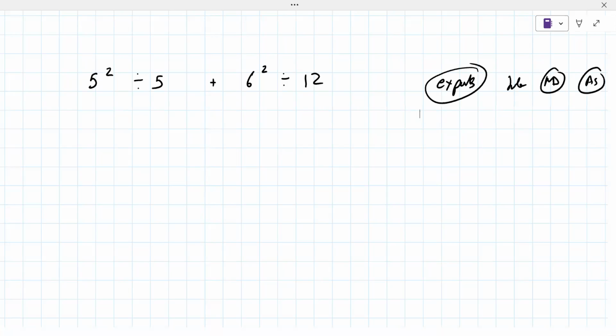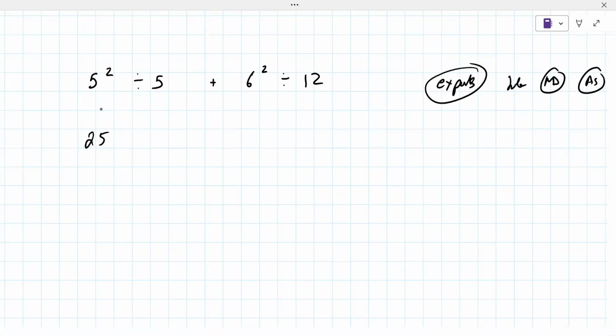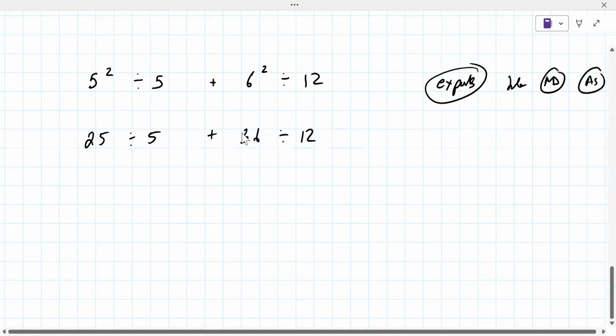Can you tell me what 5 squared is? 25. Okay, and how about 6 squared? 36. Okay, so it's kind of like precedence. You have to say, okay, I've got division, addition, and division. I do multiplication and division before addition and subtraction. So you first divide, then you add.